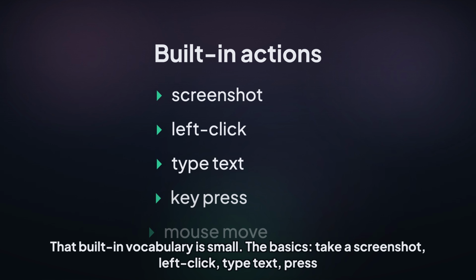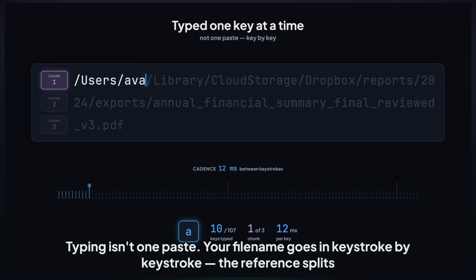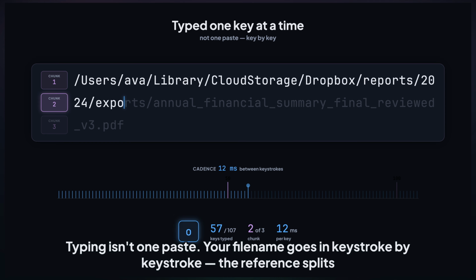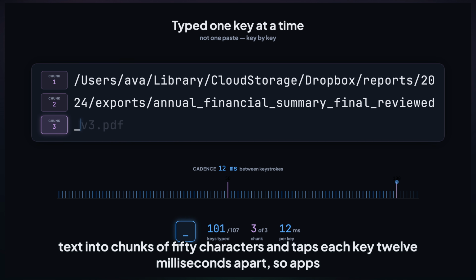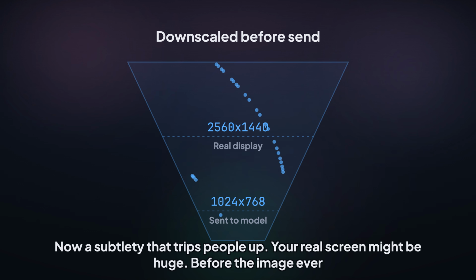That built-in vocabulary is small. The basics: take a screenshot, left-click, type text, press a key, move the mouse. Newer versions add scrolling, dragging, right and double clicks, and a wait. Typing isn't one-paced. Your file name goes in keystroke by keystroke. The reference splits text into chunks of 50 characters and taps each key 12 milliseconds apart, so apps register every letter.